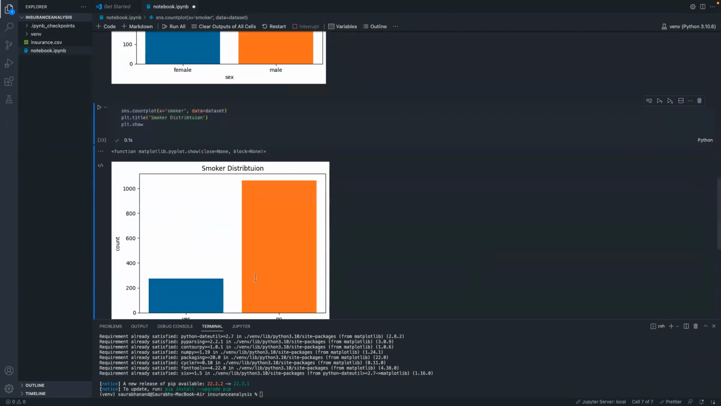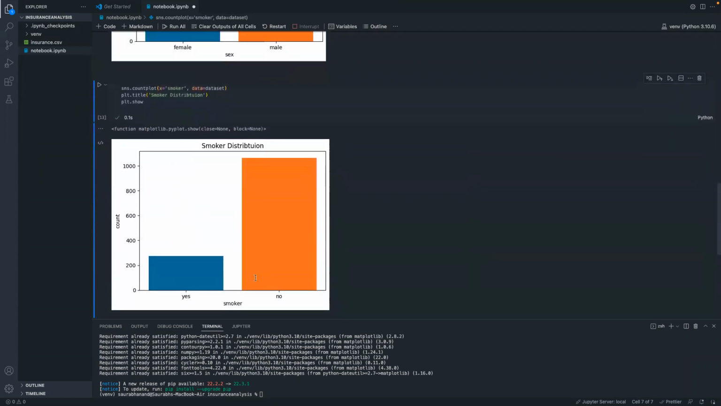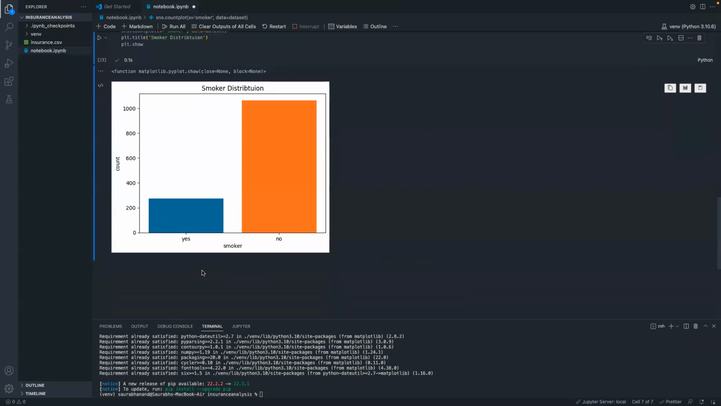So let's see what we get here. From this, we get to know that the majority of the people in the data set don't smoke, which I think is a good thing. And there is a fairly small number of people who smoke.